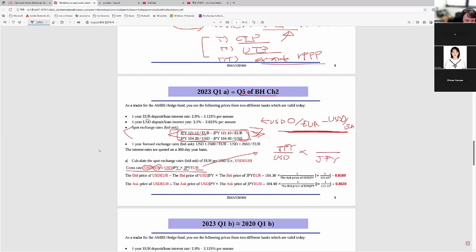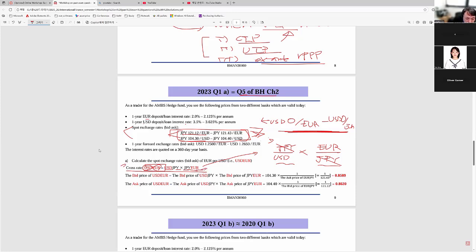So instead of writing down USD JPY, I can intuitively write down like this. Instead of JPY EUR, I can intuitively write down like this. So JPY will be cancelled, and this will be EUR over USD, which is this one, right? This is the cross rate formula.